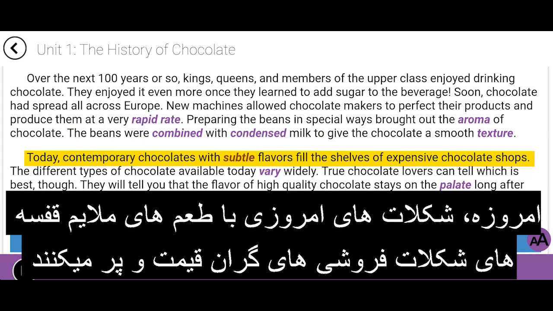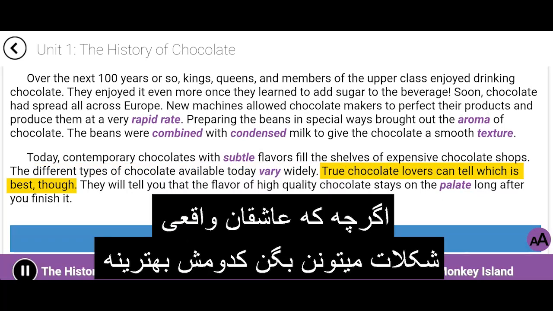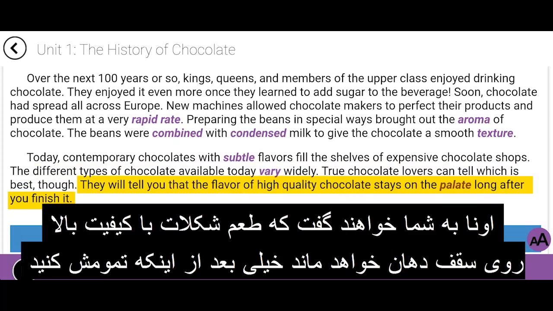Today, contemporary chocolates with subtle flavors fill the shelves of expensive chocolate shops. The different types of chocolate available today vary widely. True chocolate lovers can tell which is best, though. They will tell you that the flavor of high-quality chocolate stays on the palate long after you finish it.